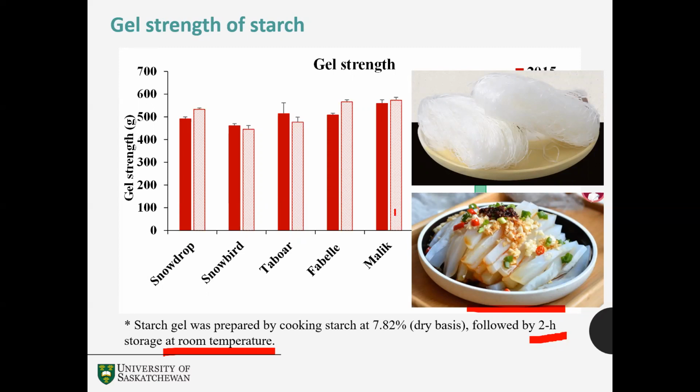So in this project, one of the future directions we are going to pursue is to investigate this, because all 5 varieties of the faba bean starches showed stronger gelling ability. So we are going to evaluate their performance in glass noodles and also in jello-type desserts. And we're also interested in using these faba bean starches to prepare biogels for non-food applications.